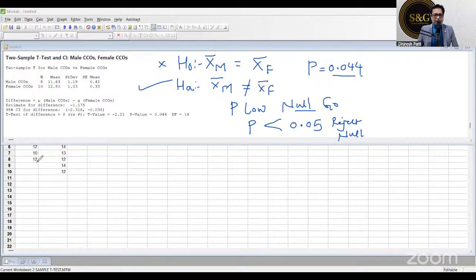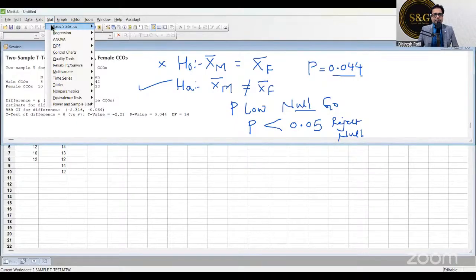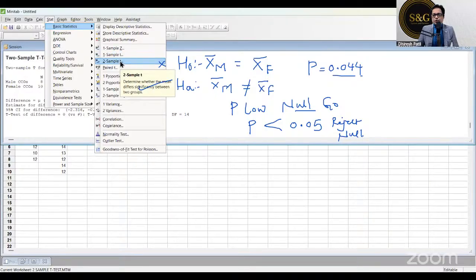Yeah. So I'll just repeat it once again. Go to Stat, Basic Statistics, 2 sample t-test. Follow this path. Stat, Basic Statistics, 2 sample t-test.